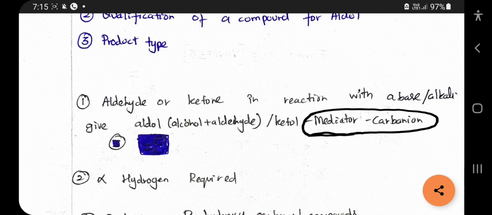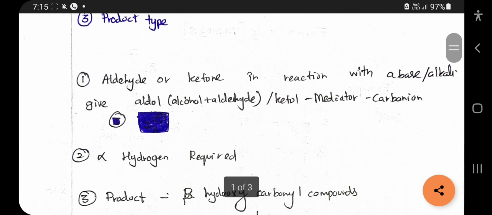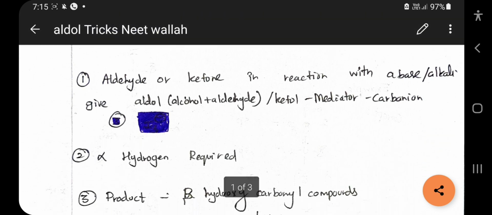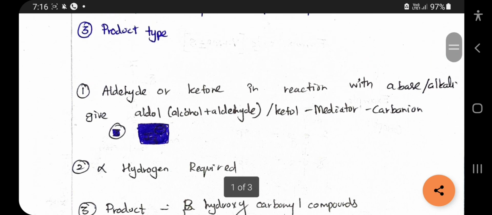There are other mediators like carbocation and free radicals, but for this it is carbanion. The next question is the qualification of a compound for the aldol. What should be the minimum qualification for a compound to get into aldol? It should contain an alpha carbon with an alpha hydrogen. This is the minimum qualification. It should also contain a carbonyl group.